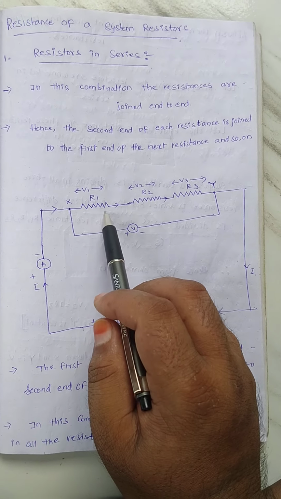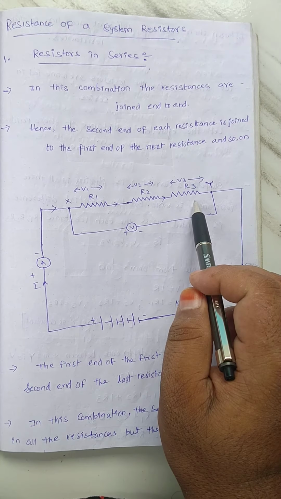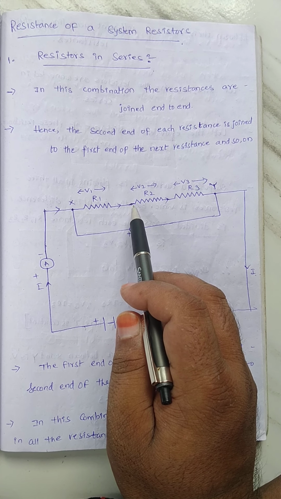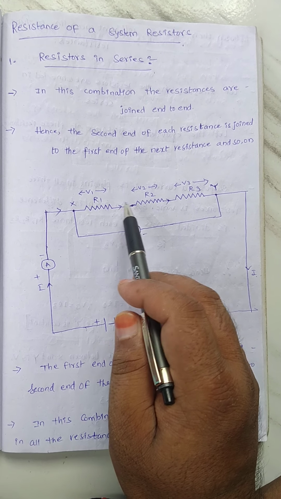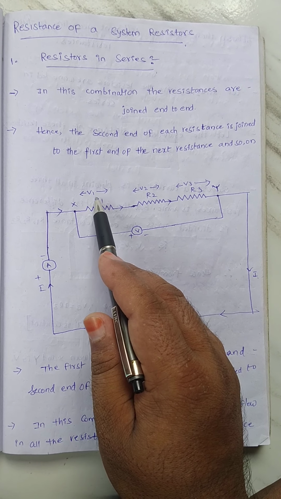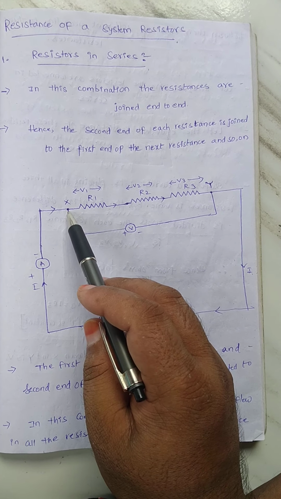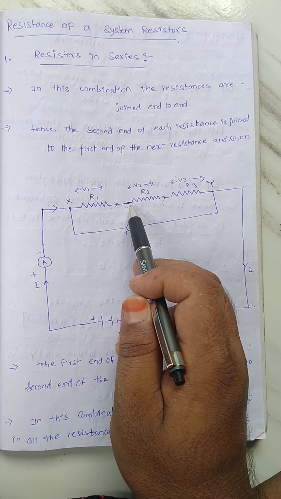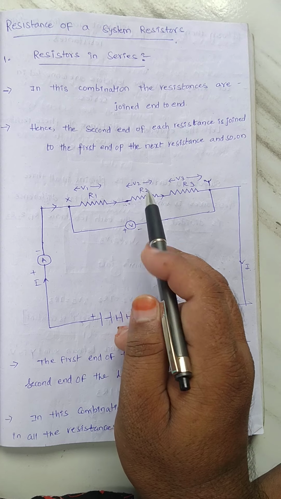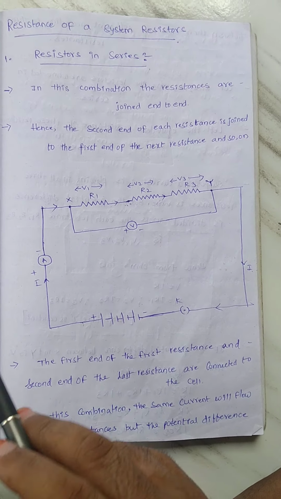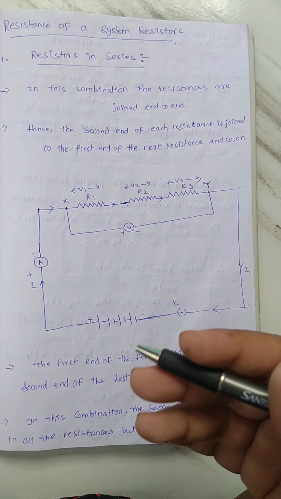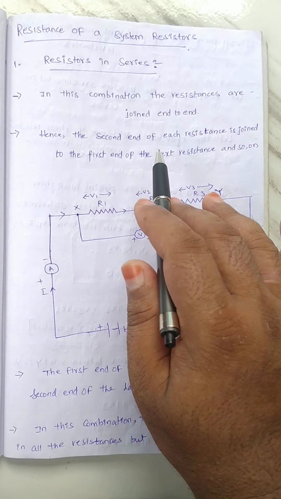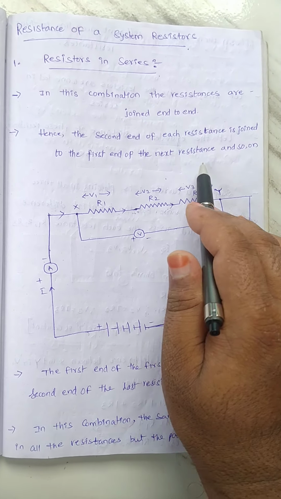See, R1 is the first resistance, then the second resistance and the third resistance. These three resistances are connected end to end. This end is connected to C. It's the first end, for example, of the R1 resistance. The second end of R1 is connected to the first end of R2, right? And again, the second end of R2 is connected to the first end of R3. For that reason these resistances are joined end to end. Hence the second end of each resistance is joined to the first end of the next resistance, and so on.